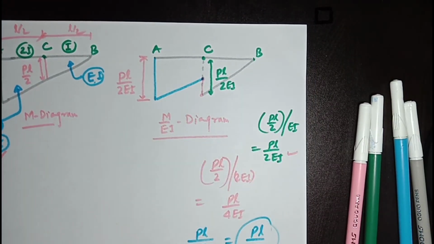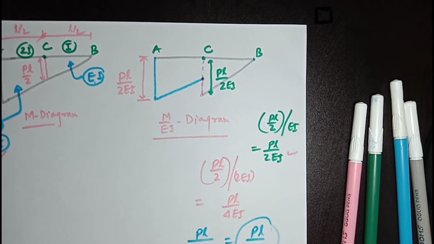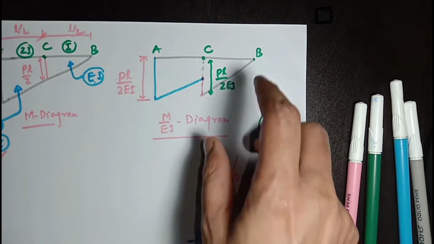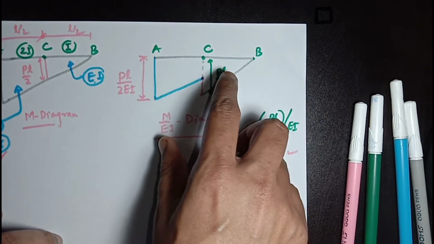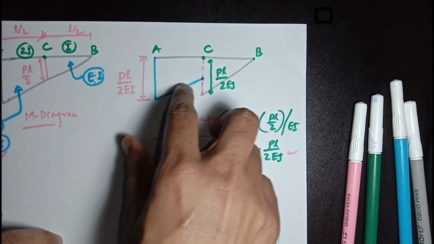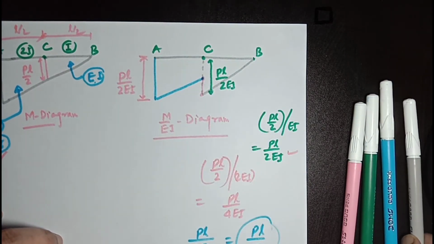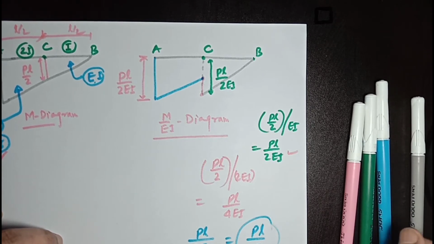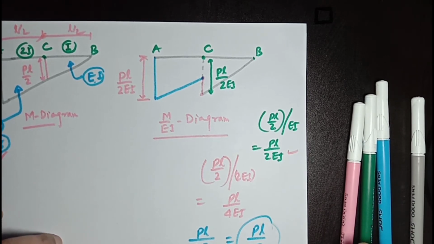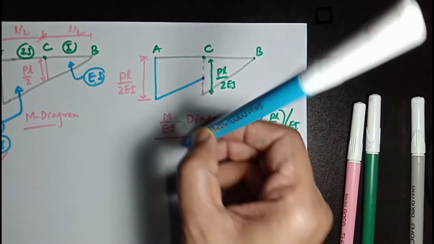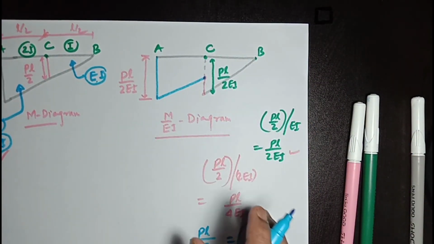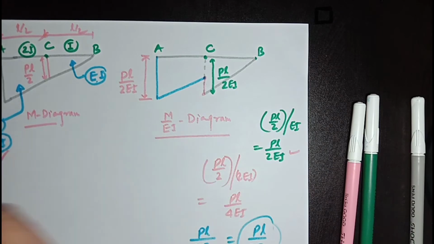Now we need to find the area of this M over EI diagram and multiply with the respective centroid, which will give the deflection at B. We need to divide it, because this is a rectangular shape and this is a trapezoidal shape. The trapezoidal shape becomes very easy if we divide it into different regions. Let's redraw this separately so it is easy to understand how we divide this region.